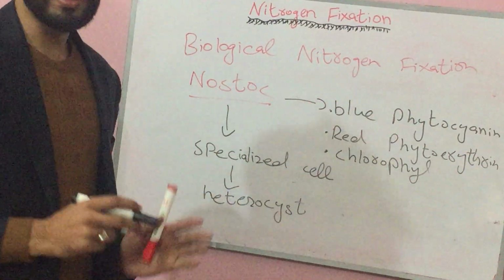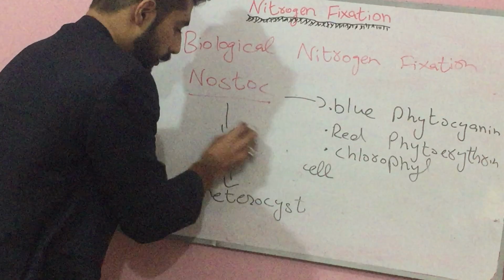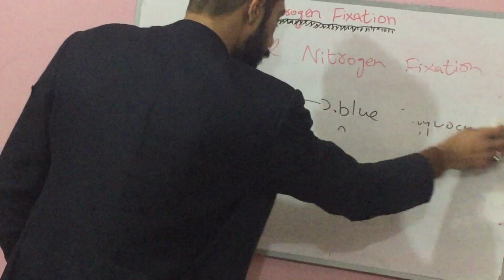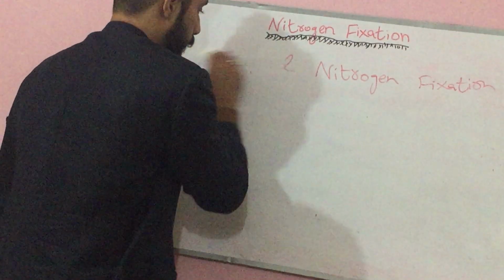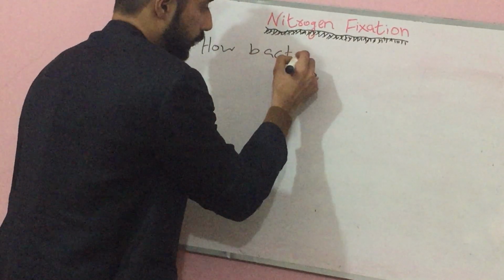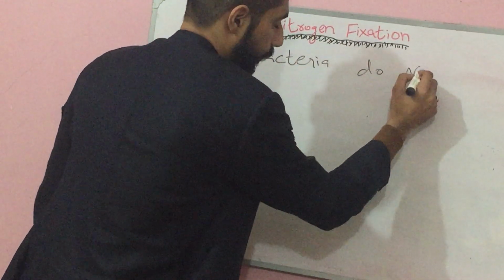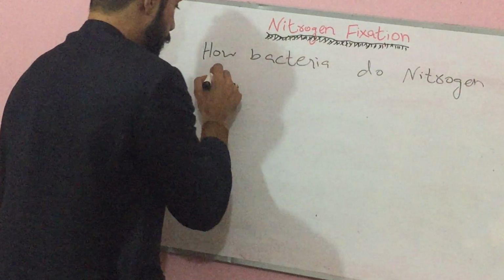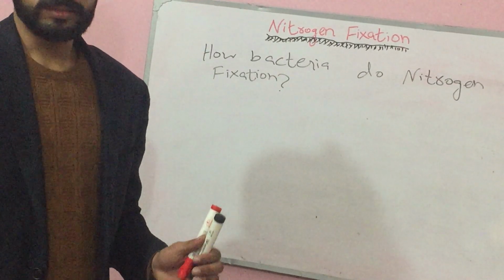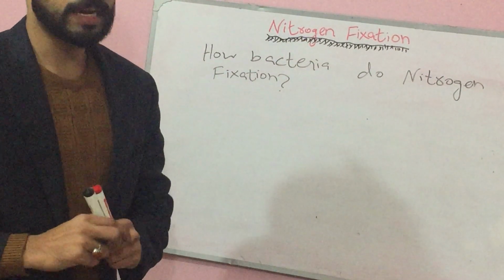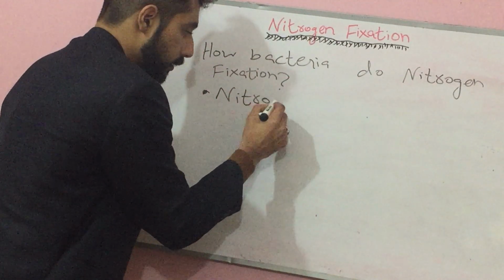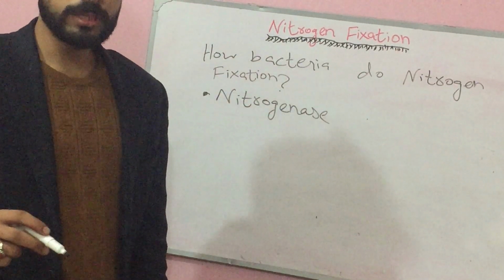Now we talk about how bacteria do nitrogen fixation. These bacteria that fix nitrogen basically have special enzymes. They have enzymes that are known as nitrogenase.